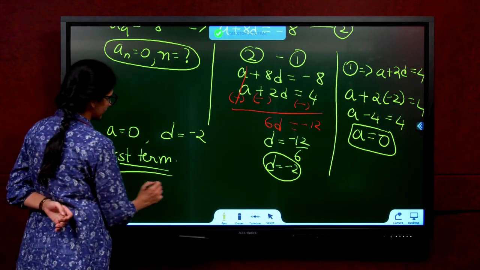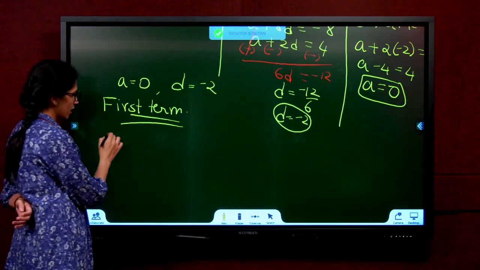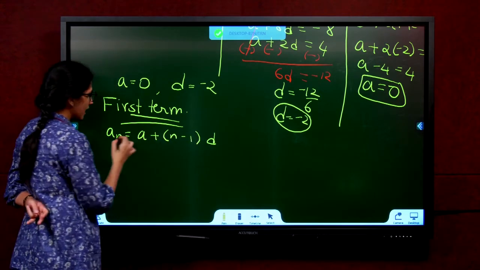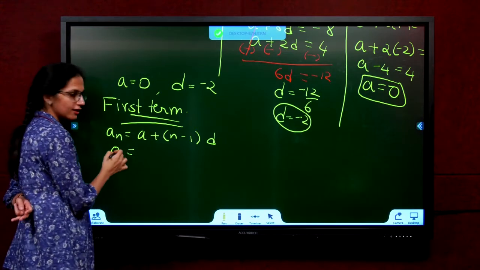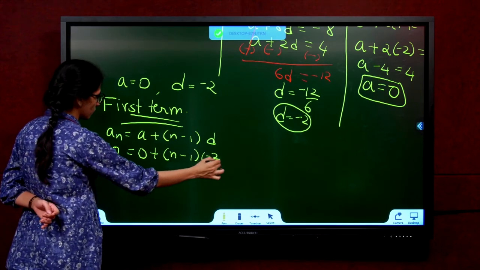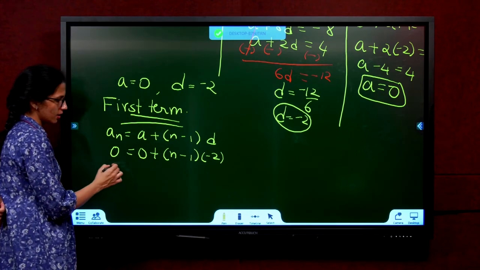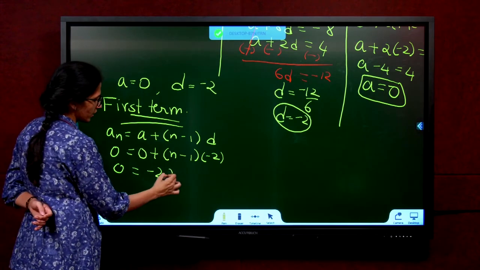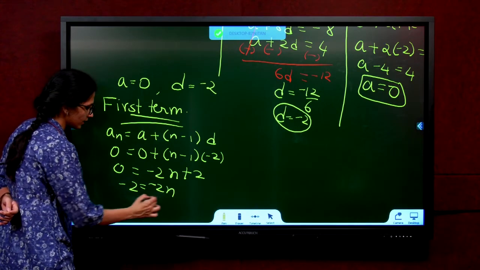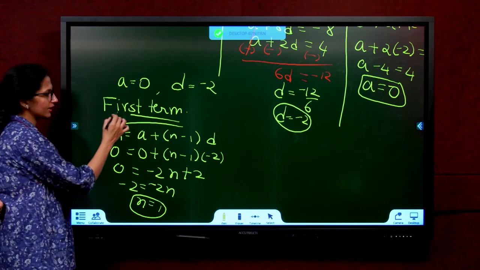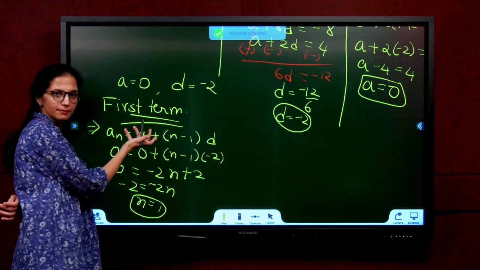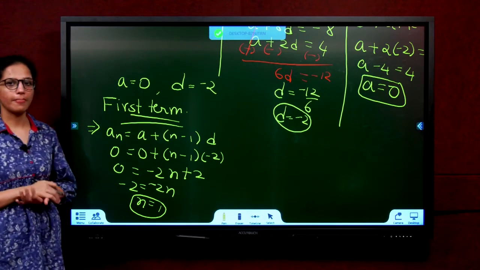Suppose someone might get confused, they might go to solve further. How? They will say An is equal to A plus n minus 1 into D. An given is 0. A we found is 0 plus n minus 1 into minus 2. So, what happens here? 0 is equal to minus 2n plus 2. Send that to the side. Minus 2 equals minus 2n, n equals 1. If you can't recognize here, you can go for the an method. You will still get answer as n equals 1. That is nothing but first term. Okay?